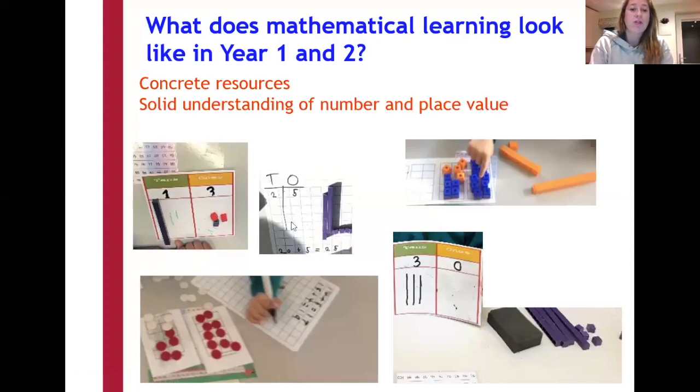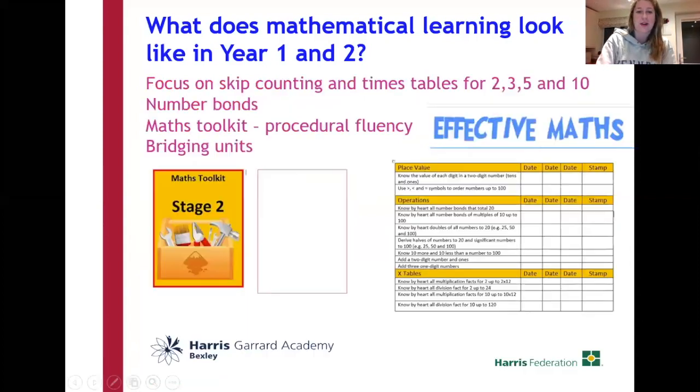And it's moving them through from the concrete, from the things, to the pictorial drawing of things, and then into the abstract. So what do the numbers tell us? What do the numbers mean? And they need a solid understanding of number and place value for that to happen. So maths in year 1 and 2 is when we introduce our maths scheme called Effective Maths. And Effective Maths is absolutely fantastic, because it really embeds those number concepts and that number fluency that we start to begin in reception.